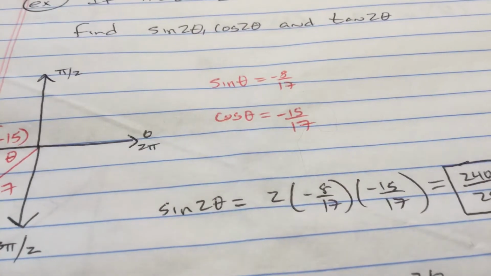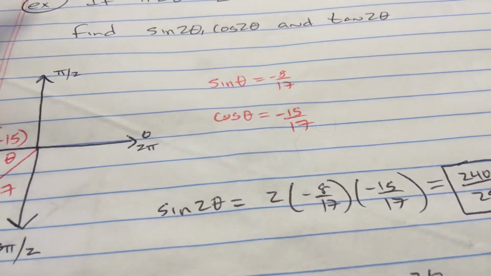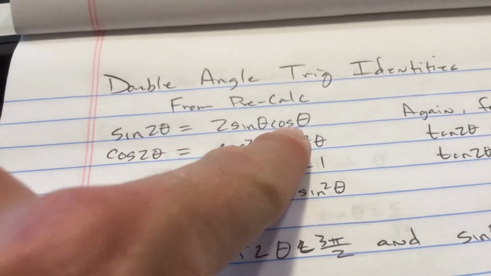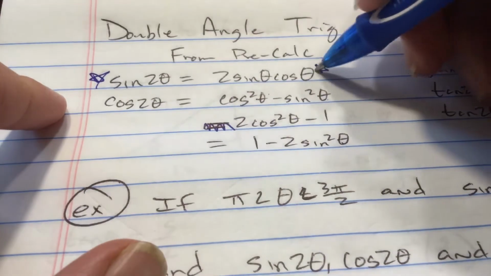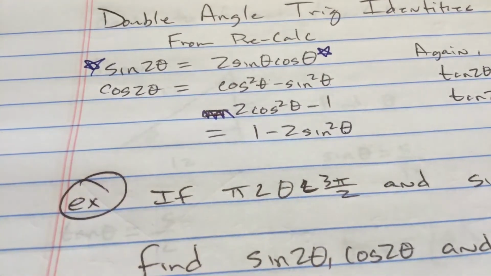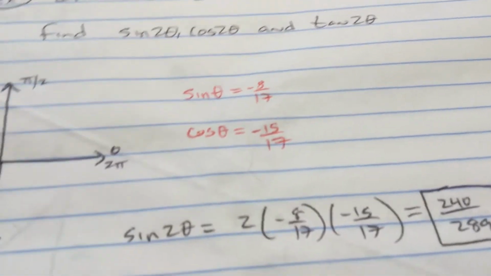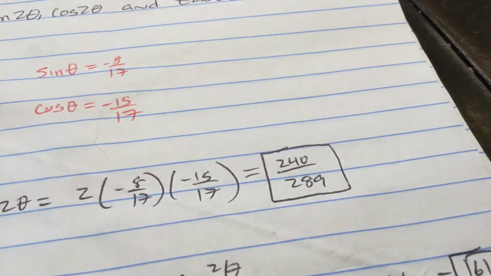So sine of theta is negative 8 over 17. Cosine of theta is negative 15 over 17. Why do I want sine and cosine? Well, sine of 2 theta is 2 sine theta cos theta. Really know this one. You're going to see this a lot in calculus, and you'll just have to say, hey, I know what that is, this upcoming year. So sine of 2 theta would be 240 over 289.